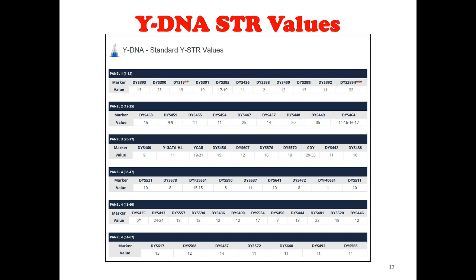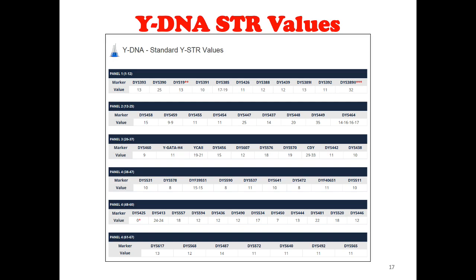Okay, so when you get your results back for the Y, this is what you're going to see. You see that's the position where those repetitions occur. That's one position, that's another, and another. And they count up how many repetitions. So in this case, there were 13 here, there were 25 repetitions there. This is what the testing company compares to other men to see how close you are.